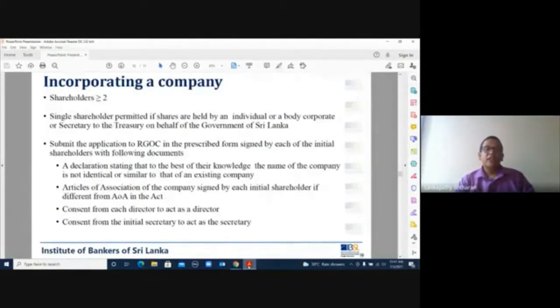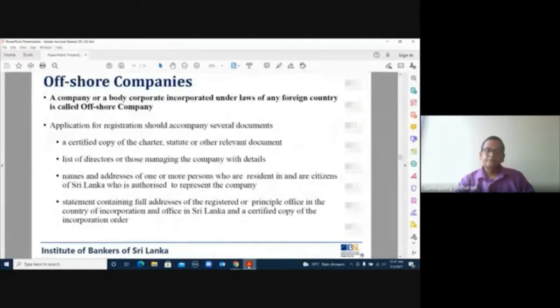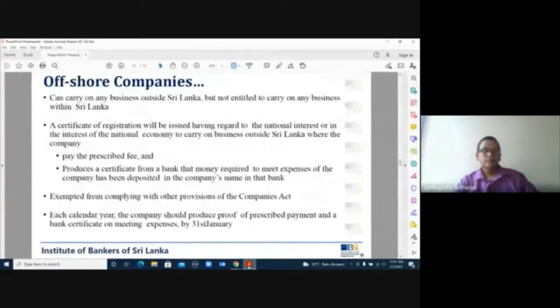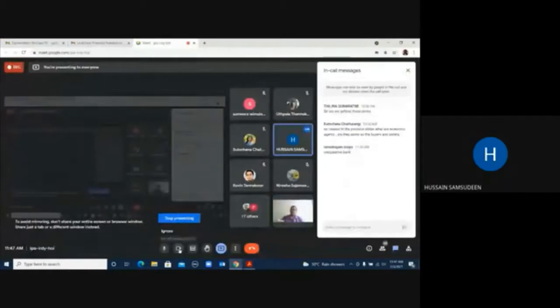Any doubts so far that you have or want to ask? There is a question, sir. Yes, you can ask. The question is with regard to a bank like HSBC, which is a foreign bank, that has its branches here in Sri Lanka. In that context, what type of company incorporation should they have here?